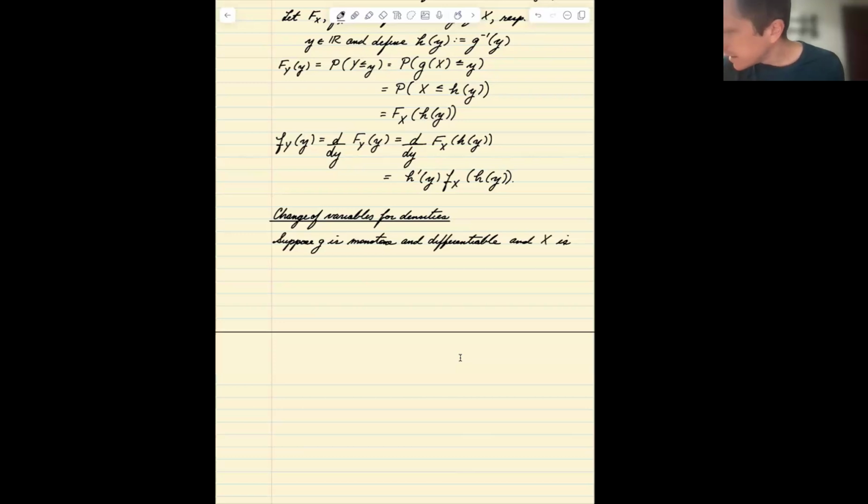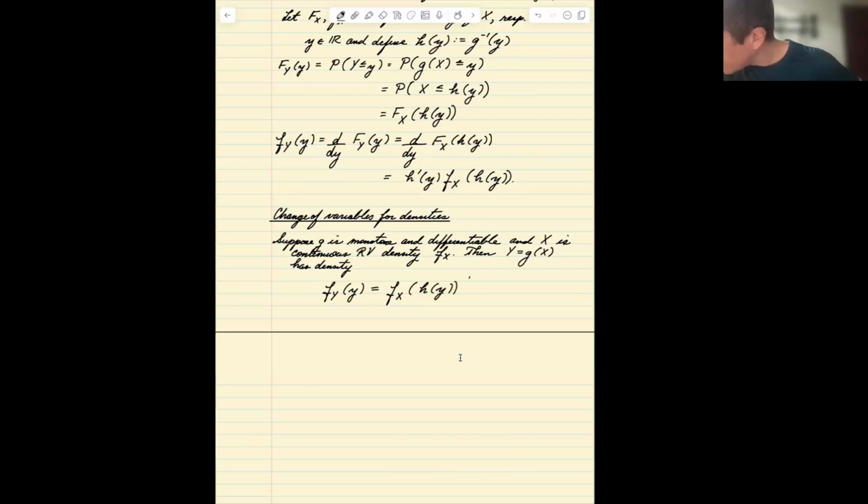And X is a continuous random variable with density f sub X, then the transformation G of X has density f sub Y, which is the density of X evaluated at H of Y times the absolute value of H prime of Y.